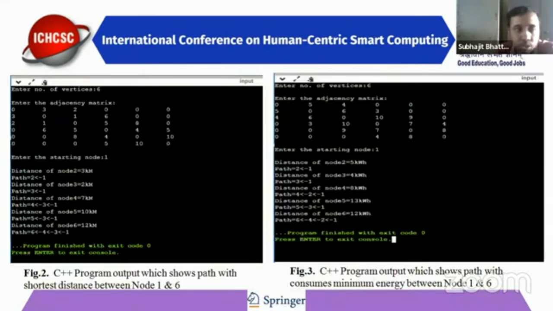So this is our C++ output program. You can see that the source node, the starting node, is 1. On the left hand side is the original Dijkstra algorithm, which calculates from node 1 to node 6. That is the shortest distance, and the path written here is 1, 3, 4, 6. These are the nodes visited while solving with the classical Dijkstra algorithm to calculate the distance between these 2 points. On the right hand side, we are also calculating the minimum energy consumption between node 1 and node 6, but you can see that the path is not the same as the shortest distance path.